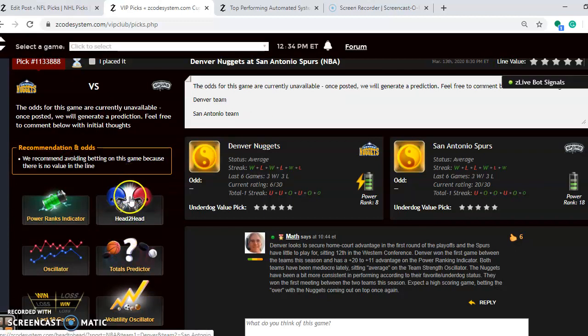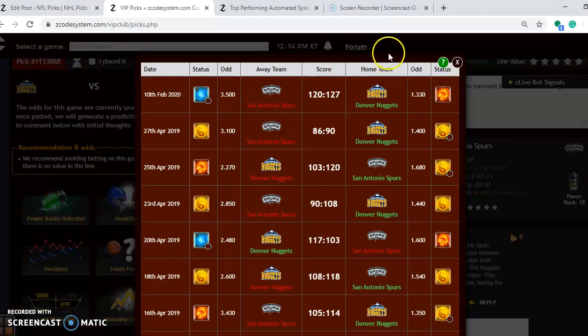If you look here now at the head-to-head matchup, you can see that Denver won the last one by 7, 127 to 120 back on February the 10th. That was the only game played between these two teams this season.